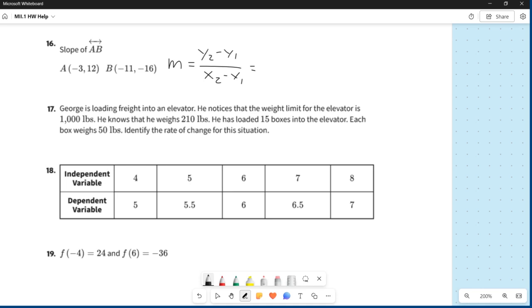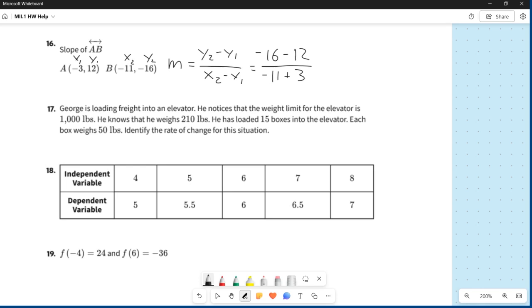So that means that y2 is going to be my second y term, which is negative 16. I'll go ahead and label them as well. So right now, this is x1. This is y1. And then this is x2, and this is y2. So y2, like I said, is negative 16. y1 is 12. We are subtracting that. x2 is negative 11. And then x1 is negative 3, but notice that I'm subtracting it. So when I subtract a negative 3, what I'm really doing is I'm adding 3.